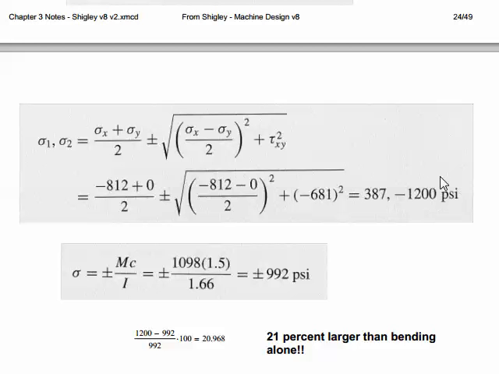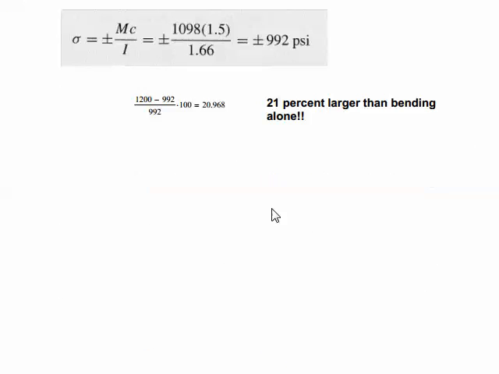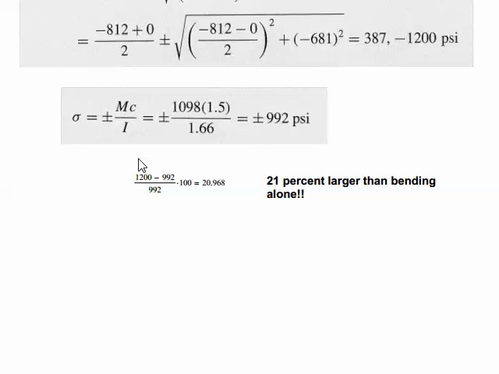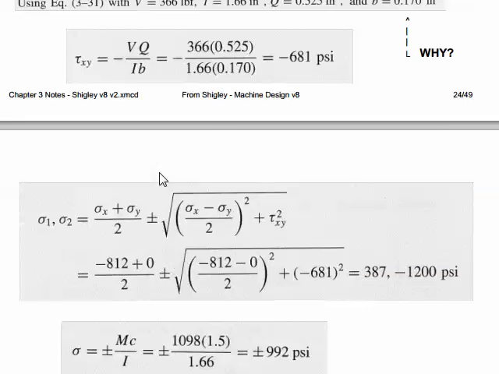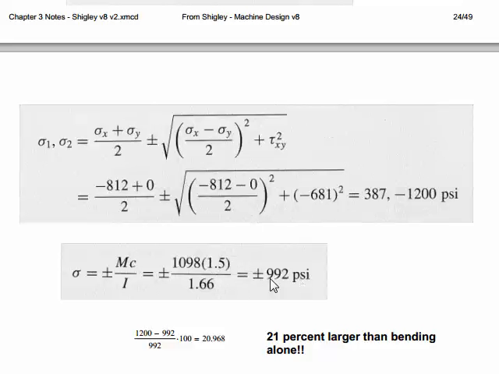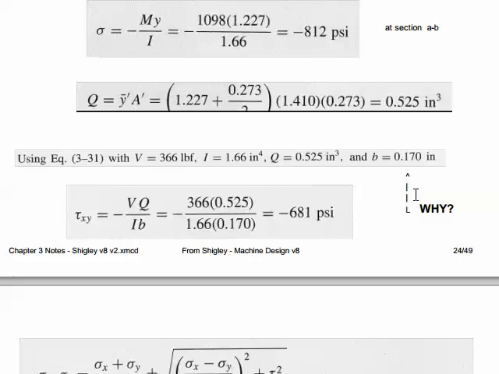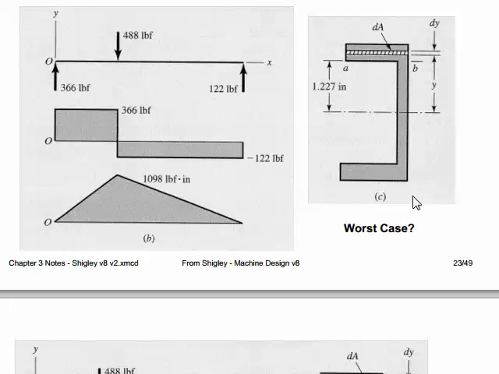That negative 1200 psi is significantly bigger than the Mc over I only at the top and bottom fibers. As a matter of fact, it is 21% bigger than just bending alone. And so it is possible that this beam might fail. We don't know because we weren't given strength information. But if it were sized to carry the 992, and if it just barely makes it, then this might in fact be a failure stress, which says be careful. Now, in this case, why did VQ over Ib matter?